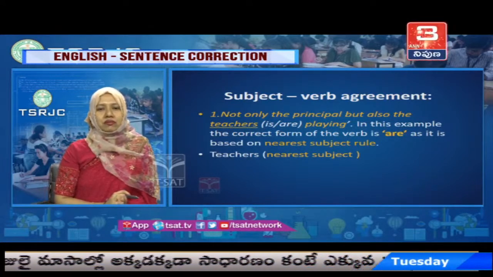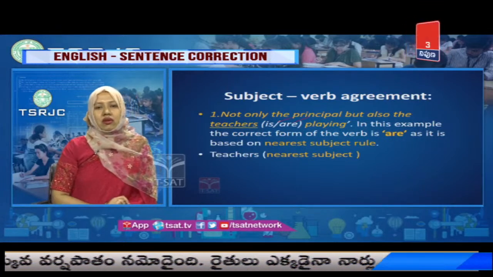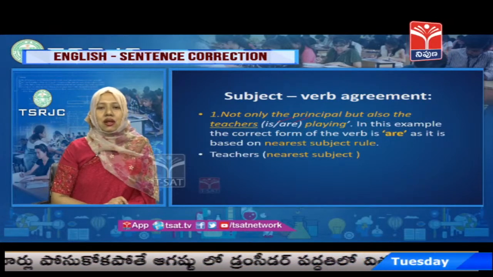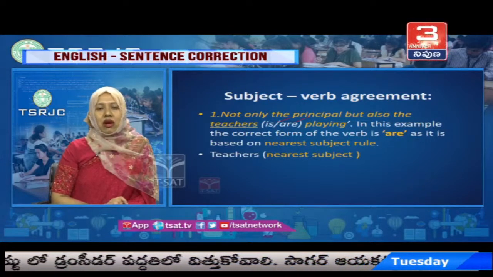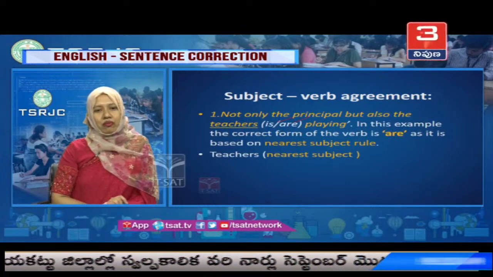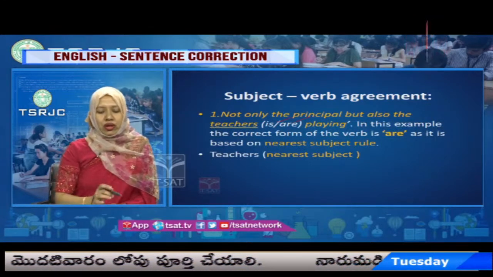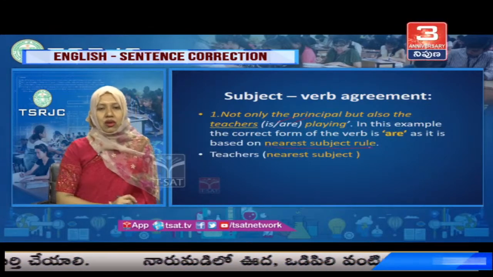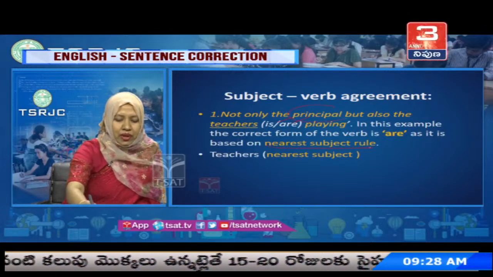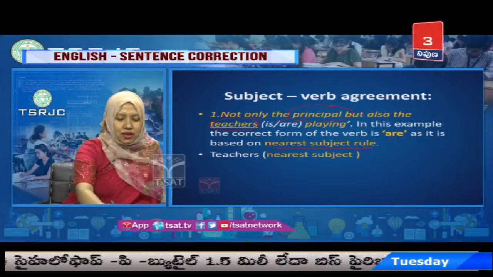Now, what should come here? It should be is or are. Not only the principal but also the teachers dash playing. How will you fill the blank? Using which verb? Singular verb or plural verb? Now, in this example, let us take the nearest subject rule. If we take the nearest subject rule, in this sentence there are two subjects, principal and teachers, and after teachers there is a dash.